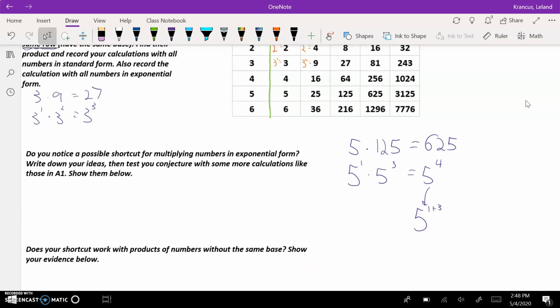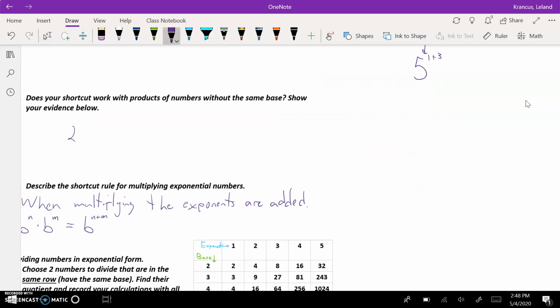So if I chose something like 2 to the third power times 3 to the second power, it's really tempting to say, oh, there's a shortcut, so this must be 6 to the fifth power, multiplying those bases and adding together the exponents. But this is 8 times 9, which is equal to 72. And 6 to the fifth power does not equal 72. Those aren't the same thing. So this is not true. This only works if your numbers have the same base.